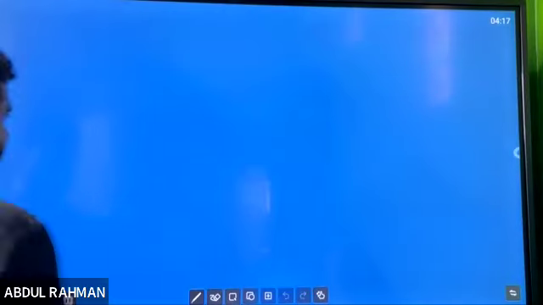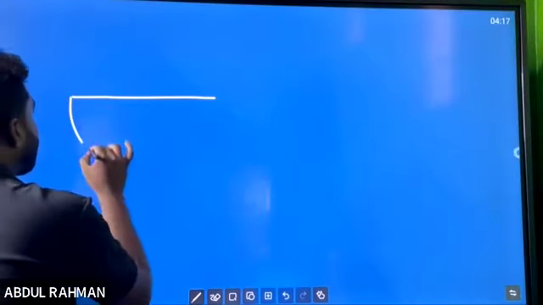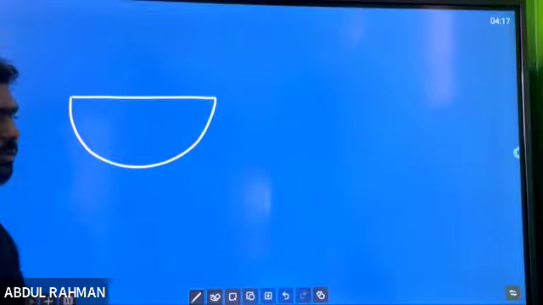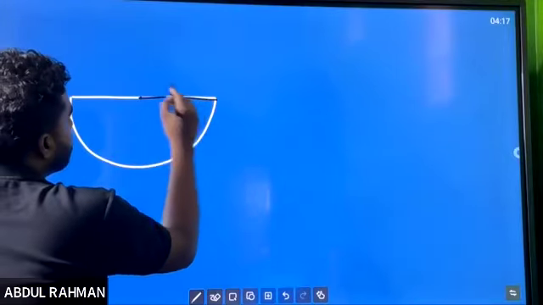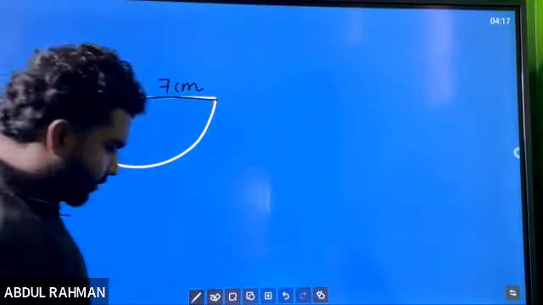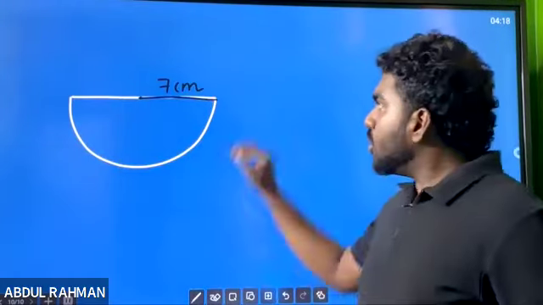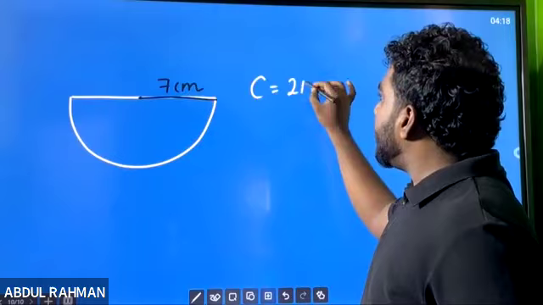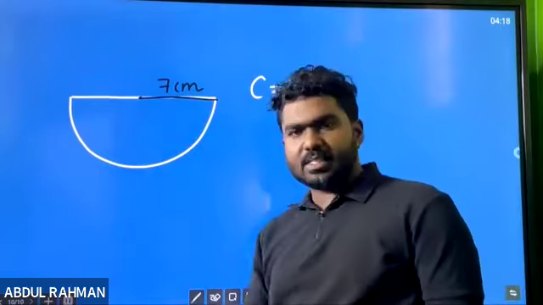Now I'll show an example. You want to find out the arc length of a semicircle which has a radius of 7 centimeters. How can you find it? You can't write C equals pi r. Why? This is not a full circle. This is half a circle.